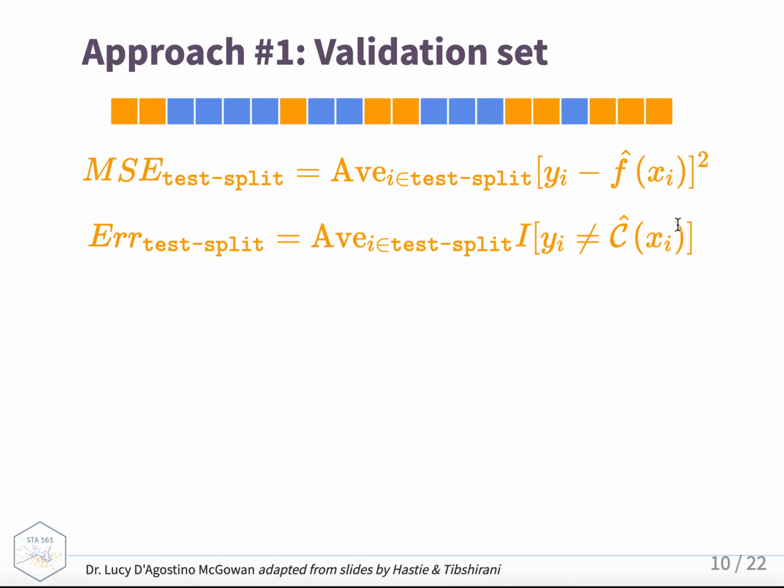If I'm doing a classification problem, then instead of calculating this mean squared error, I'm just going to calculate the misclassification rate. I'm still going to average over those orange test samples, but now I'm looking at the indicator that y_i is not equal to the classification that I give it based on my model. So my models, this f hat and the C hat, are trained using the blue data, but then my prediction error is calculated using just the orange data.